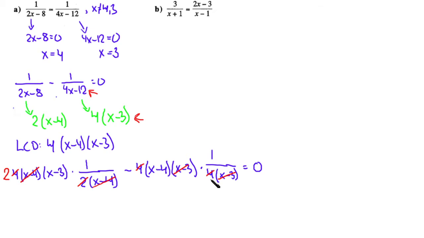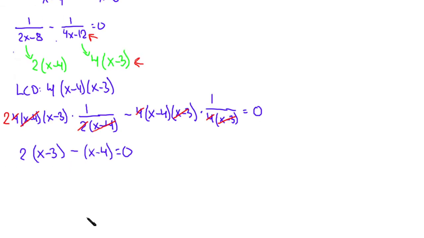So let's write out what we're left with. Here we have 2 times 1, which is just 2, and then we're left with x minus 3, minus, and here we're just left with x minus 4, equals 0. So we have now eliminated the variable in the denominator, which allows us to proceed and simply solve this for x.